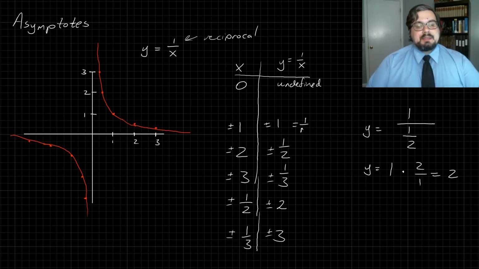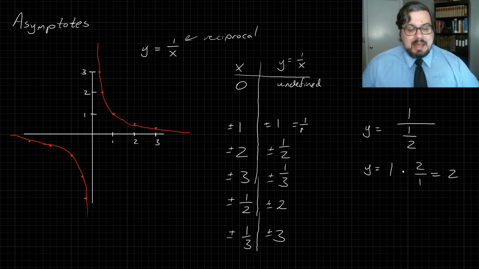So, there are a few things to note about this. First of all, this graph, unlike any of the graphs that we've seen, other than the piecewise defined graphs, has two different components to it. You've got the branch on the upper right quadrant of the graph and a branch on the lower left quadrant of the graph, and they don't connect to one another.